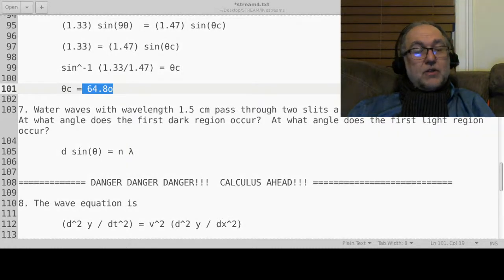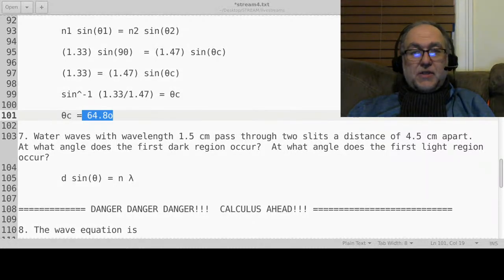For the non-calc students. Okay, so I shouldn't say the non-calc students. This is the common stuff for both classes. Beyond this, that's where the calculus starts.